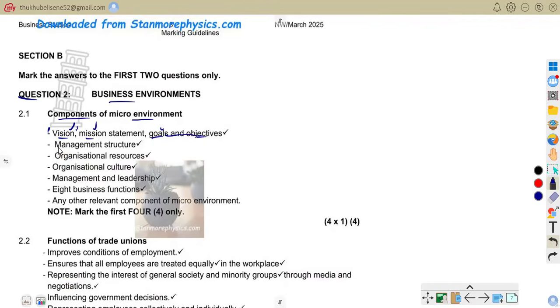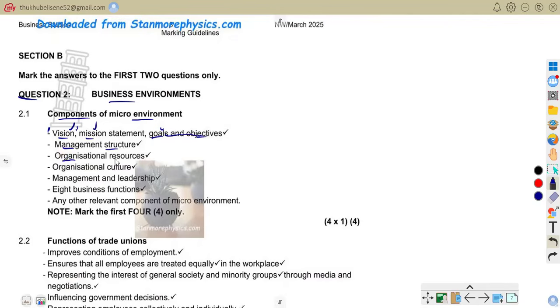That is that. Now we have also management structure as a component of the microenvironment. Management structure refers to the hierarchy showing different levels of management and their responsibility in the business. For example, a company may have top management, which we know very well, we're talking about the CEO, middle management, we're talking about managers, as well as lower management, when we are talking about supervisors. Hope we are together, good people.